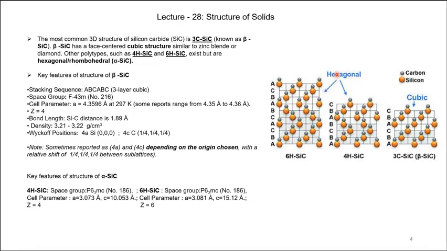Here is a schematic diagram of the packing of atoms of alpha silicon carbide, and here is the packing arrangement of cubic beta silicon carbide. If we take alpha silicon carbide, its space group is 186. Depending on 4H and 6H, we have variation of cell parameters as well as the number of formula units in the unit cell. Z is equal to 6 in one case, and Z is equal to 4 in another.